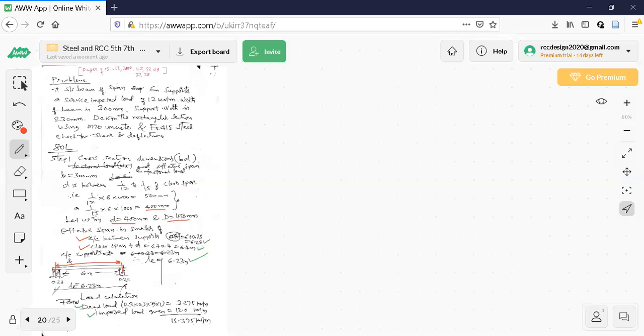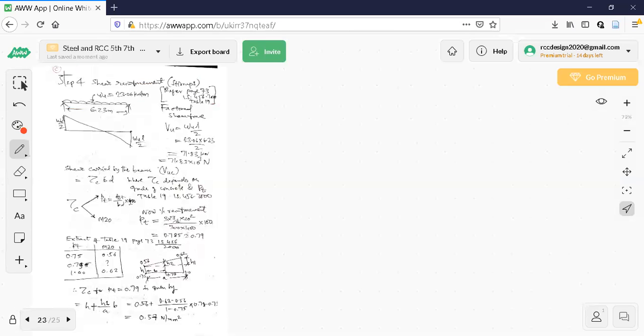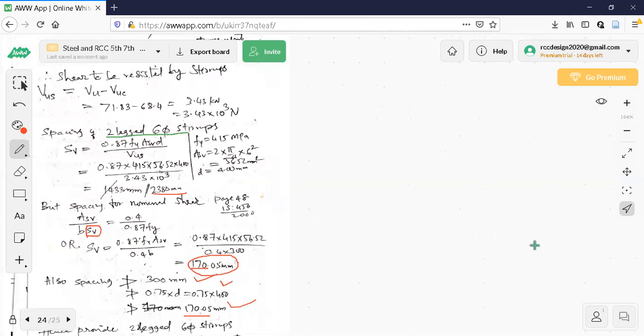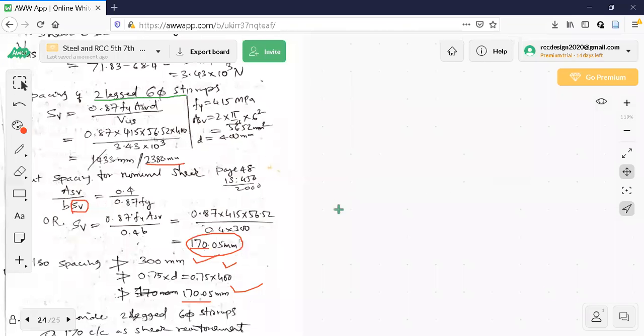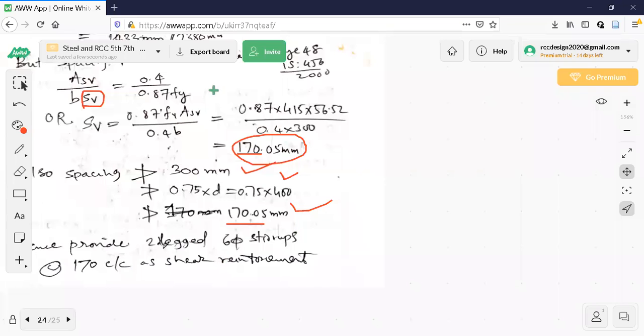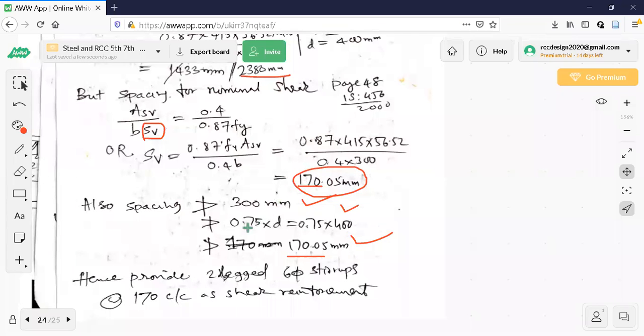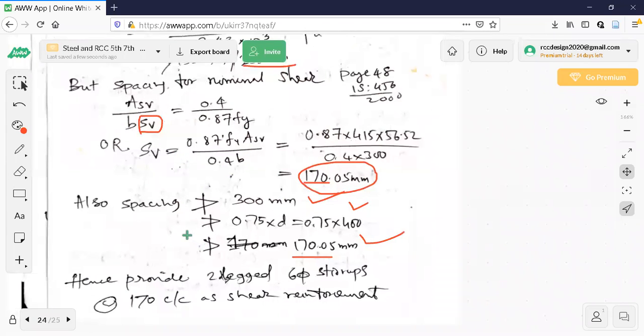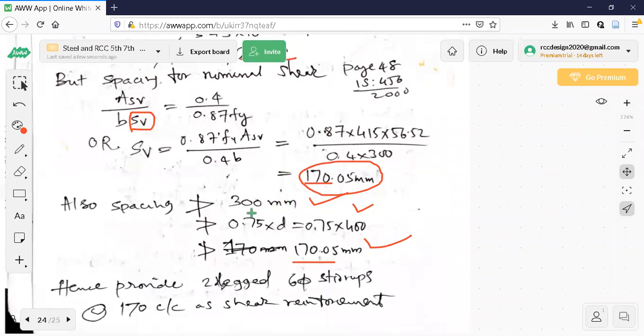Following one more condition. What is that one? Carefully observe this. After finding these two, page number 48 and all, again, it must satisfy this criteria. It should not be more than, for example, this value and that value, both are giving more than 300. This is also more than 300, that is also more than 300. That time you have to stick to 300 only. It means in any case, the spacing should not be more than 300. In any case, if the value is coming less than 300, use that.